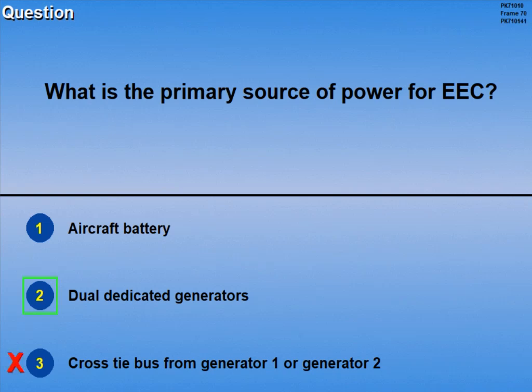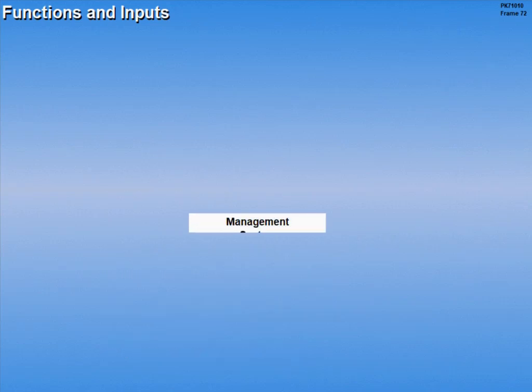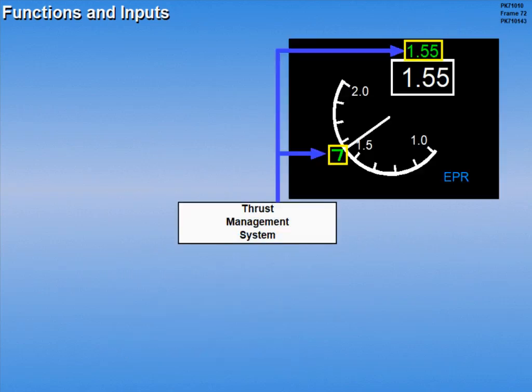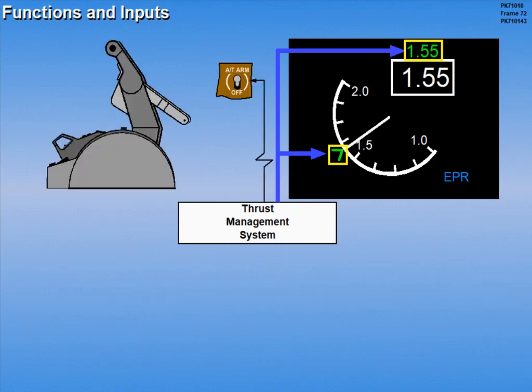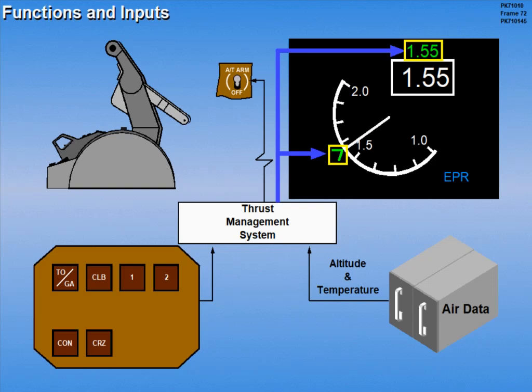Each engine EEC. Now let's discuss the thrust management system. The thrust management system computes a thrust reference limit for manually setting the throttles, or to control the autothrottles when engaged. Thrust management inputs include altitude and temperature data from air data computers and the desired mode selected by the pilot or the flight management computer.